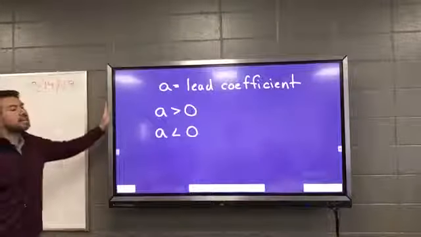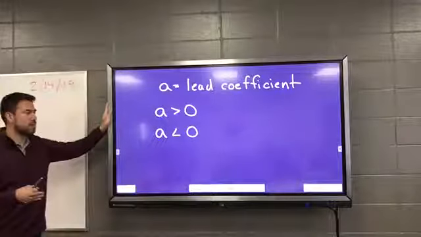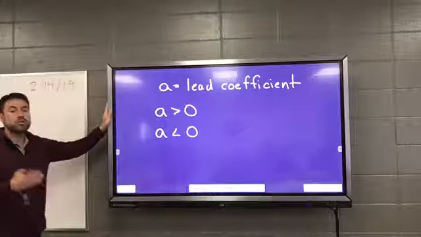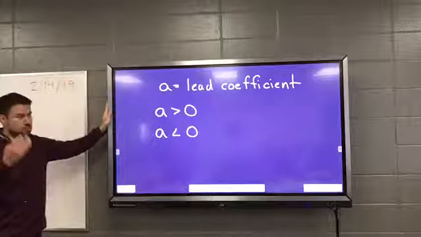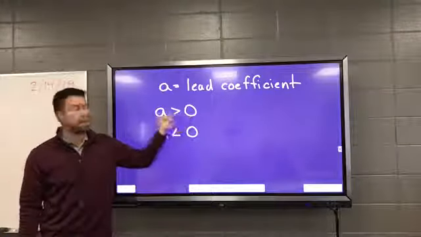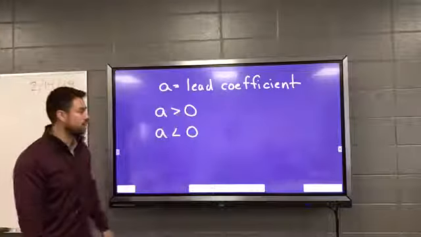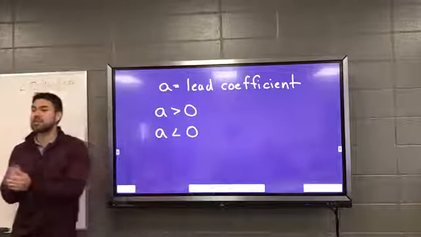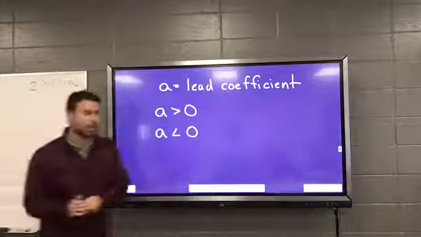All right, in quadratic equations that we're talking about today and tomorrow, there are two scenarios I'm going to give you for the first part of the lesson. A is greater than 0, okay? If A is greater than 0, then we're talking about a specific type of shape. Okay, let's talk about that shape right now.